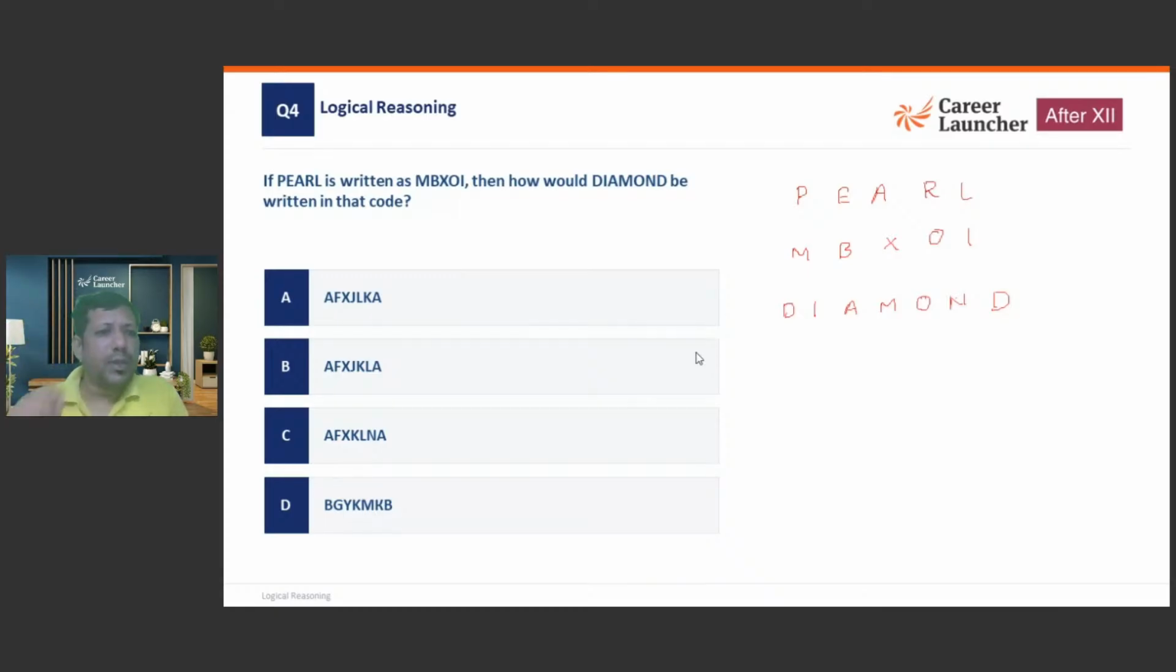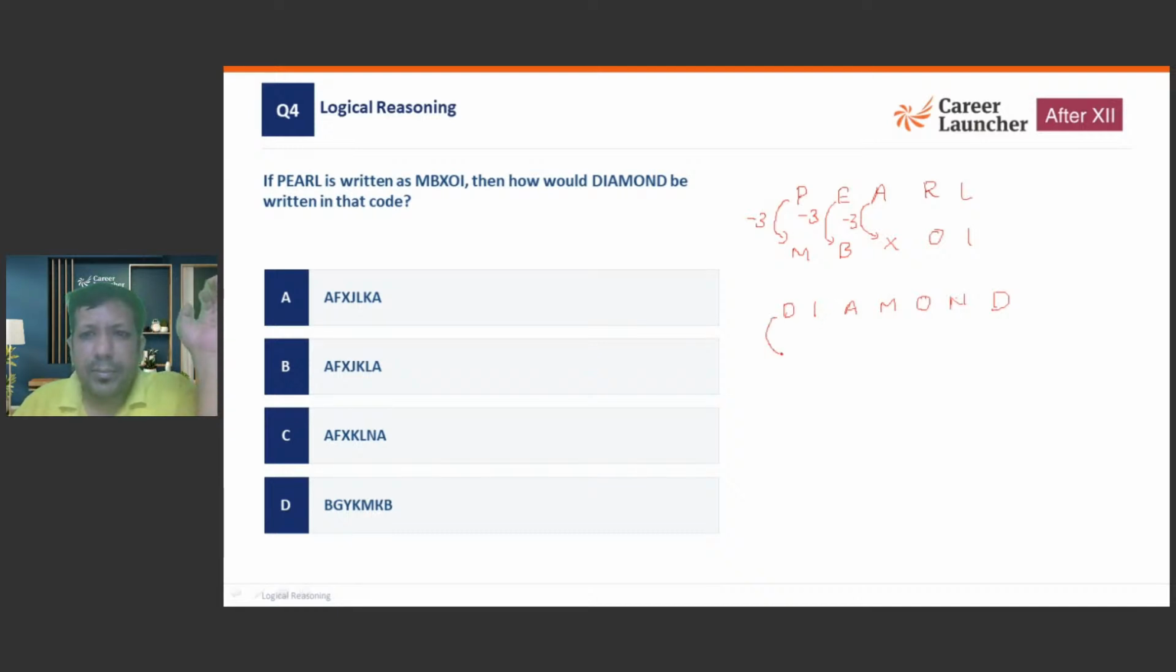So let's understand the logic first. I am going to go with P to M. How many letters am I going back? M, N, O, P. So basically -3. E to B, -3. If there are two consecutive changes, and A to X, -3. If there are three consecutive changes, the arrangement is anyhow going to be the same.